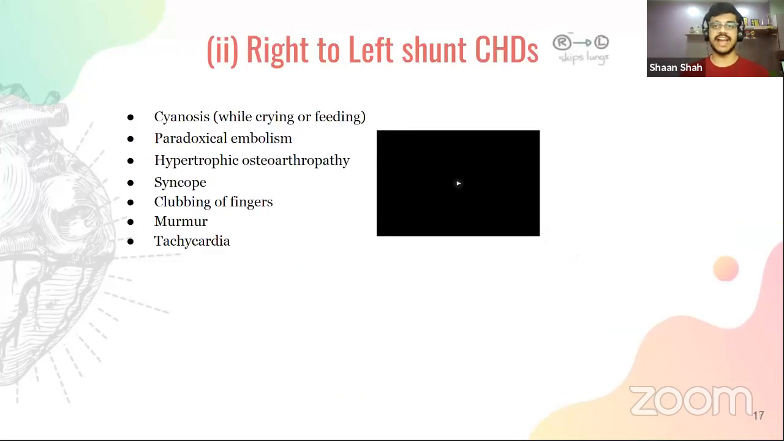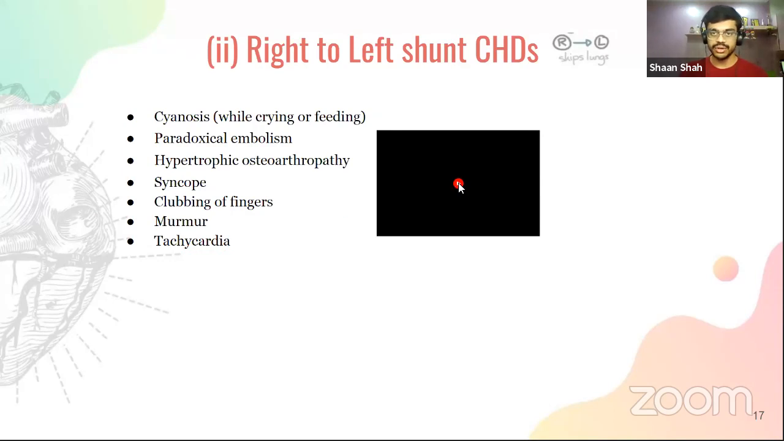Next up, we have the right to left shunt congenital heart diseases, meaning it shunts from the right side of the heart to the left side. It skips the lung and pulmonary circulation. The clinical presentations of right to left shunt CHDs are cyanosis, typically while the baby cries or while feeding, paradoxical embolism, hypertrophic osteoarthropathy, syncope, clubbing of fingers, which is a really important clinical feature, murmurs, and tachycardia.